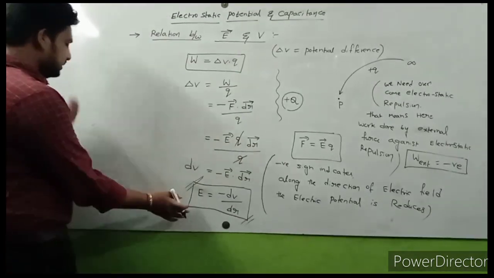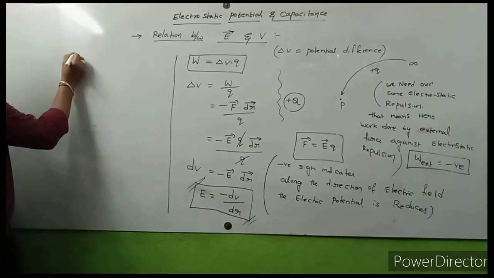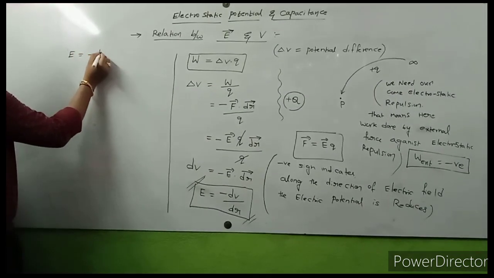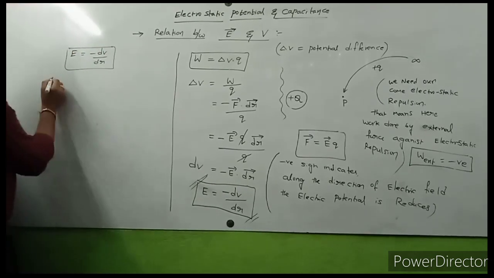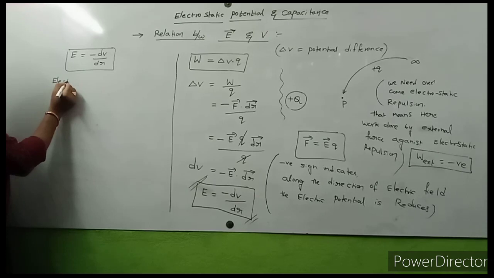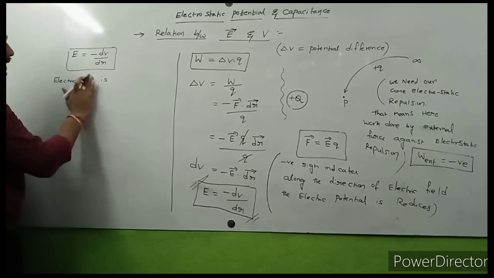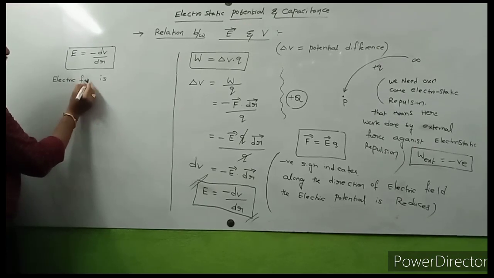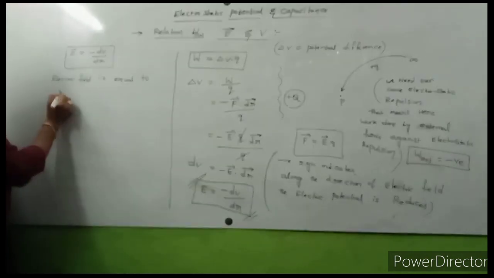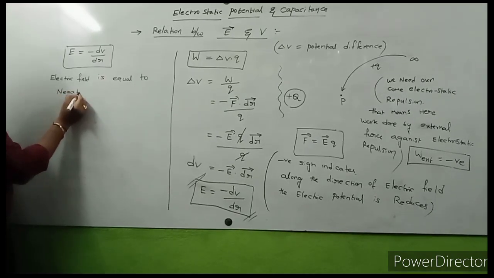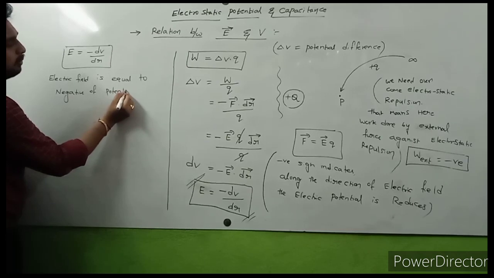What is the meaning of this? So observe carefully, very, very important. E is equal to minus dV by dr, nothing but electric field is equal to negative of potential gradient.